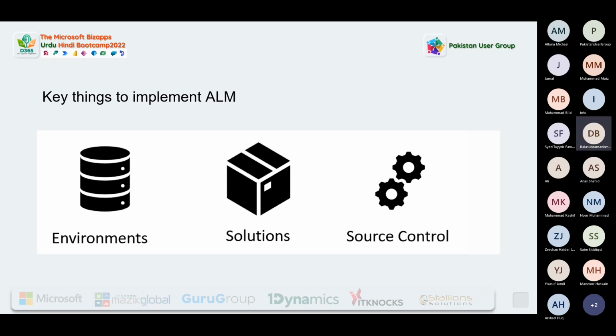But in short, we have environments to work on and deploy. Solution is being used to package all the changes so we can back up and deploy to another environment. While source control is our repository and can also be used to create the automation when we want to deploy the changes through the ALM process or the CI/CD process. Okay, so these are the key things which we need in order to implement ALM for the Power Platform.